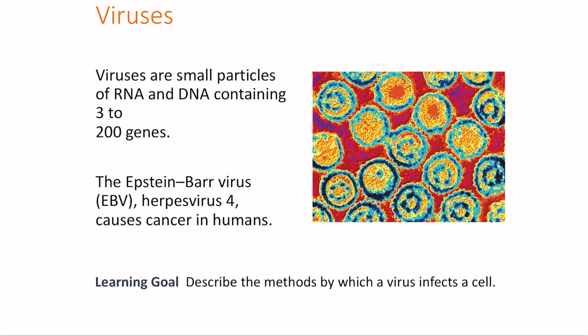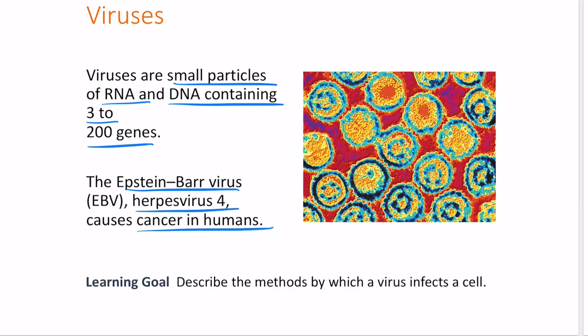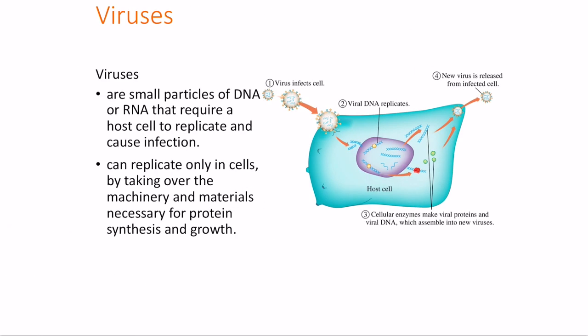And the last topic is viruses. Viruses are small particles of RNA or DNA containing up to 3 to 200 genes. Examples of these are the Epstein-Barr virus and herpes virus, which can cause disease in humans. We classify them into two types, a DNA virus and an RNA virus, which require a host cell to replicate and cause infection.